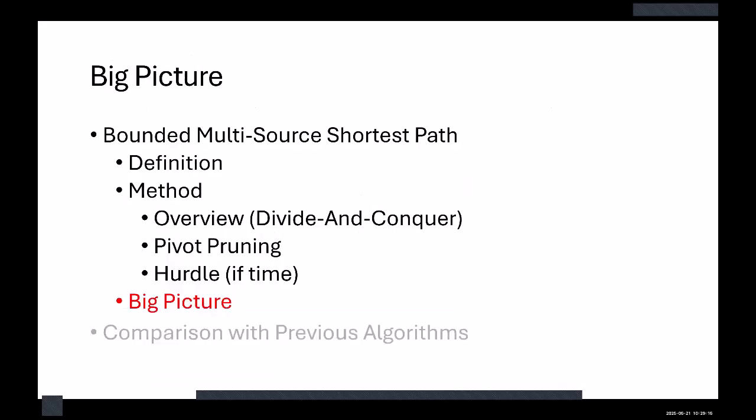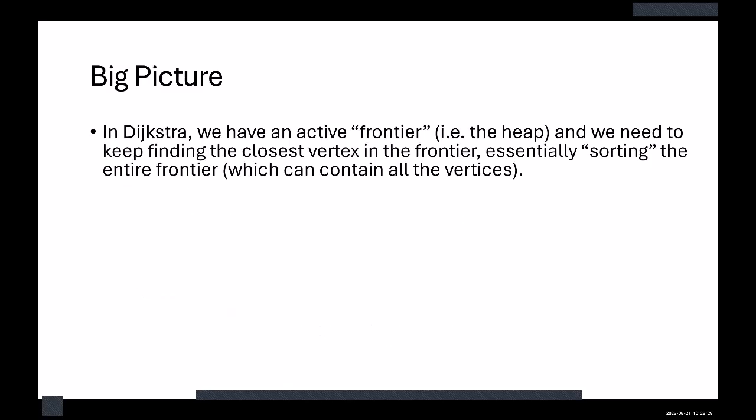Okay. So now that I have gone through the algorithm in detail, we will look back at it at a very high level and explain why we were able to go beyond Dijkstra, what is the main reason that the algorithm works. So in Dijkstra, we have a frontier, which is the heap, and we need to keep finding the closest vertex in the frontier. So essentially we are sorting the entire frontier.